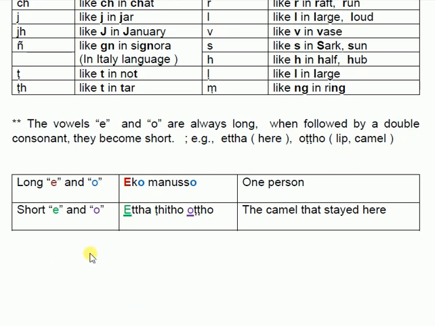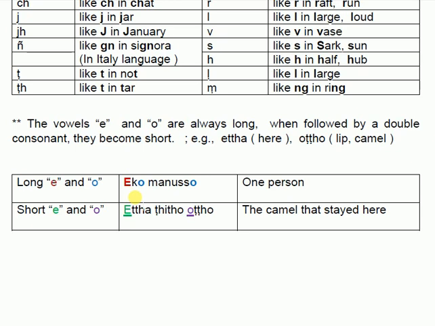But look at this box. In this box, long E and O, red color and blue color. And Eko Manso, the meaning is one person. In here, red color E. Red color E is long. It's pronounced like A in fate. A. So A ko.